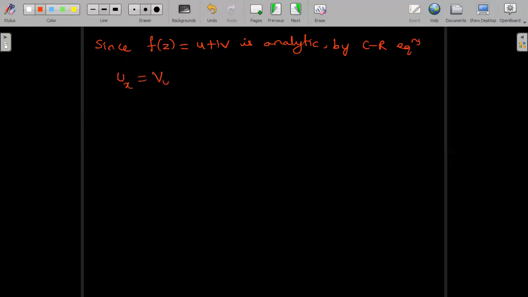So we have, since f of z is analytic, since f of z which is equal to u plus iv always, and this is analytic, by CR equations, ux is equal to vy and vx is equal to minus uy. We are all familiar memorizing the CR equations in this form, but I would like to change what vy is equal to. So it is ux, and I would like to change uy expression which is minus vx.